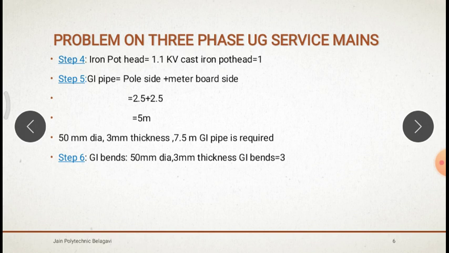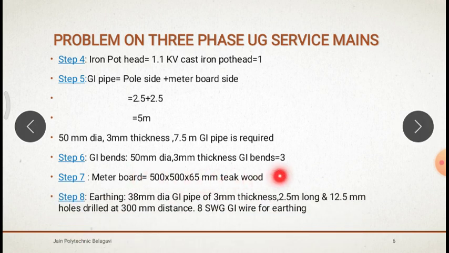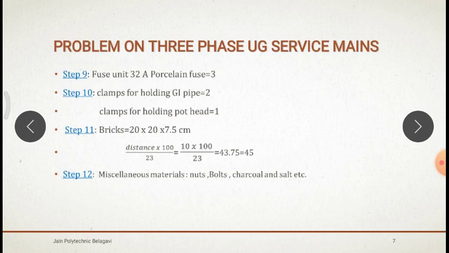Next is the GI bands, as usual 50 mm diameter, 3 mm thickness. Meter board of 500 into 500 into 65 mm. For three phase, whether it is an overhead or underground service connection, we always require a 500 into 500 into 65 mm T code meter board. Next, earthing as usual: 38 mm GI pipe, 3 mm thickness, 2.5 meter long, 12.5 mm holes drilled at 300 mm distance. Next, the 8 SWG GI wire is required for the earthing.